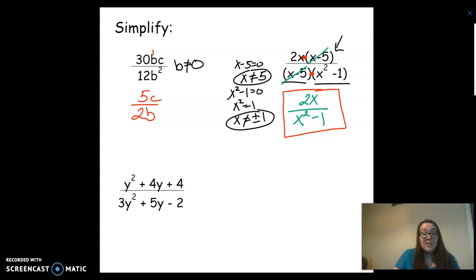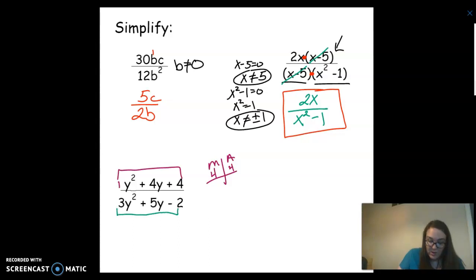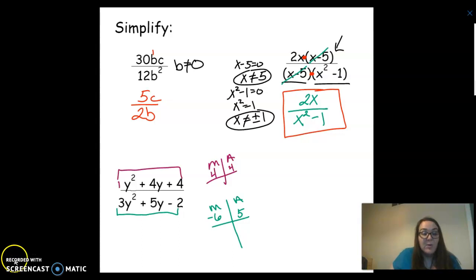And that might take some side work off to the side to be able to do so. So what I want you to do is factor this numerator: what multiplies to 4 and adds to 4? You are also going to do the same thing with the denominator: what multiplies to negative 6 and adds to 5? So I'm going to go ahead and pause here, and you are going to factor both that numerator and denominator.